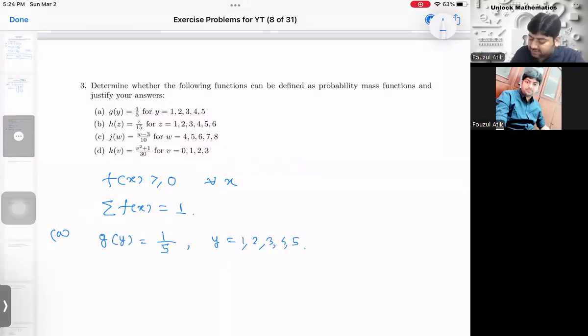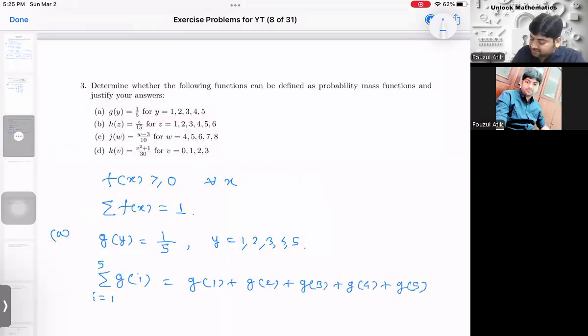So first of all, g(y) is greater than or equal to 0. We can see the first condition is satisfied. So we have to see the second condition, right? We have to get the summation of g(i) where i is equal to 1 to 5. That means g(1) plus g(2) plus g(3) plus g(4), and the last one is g(5).